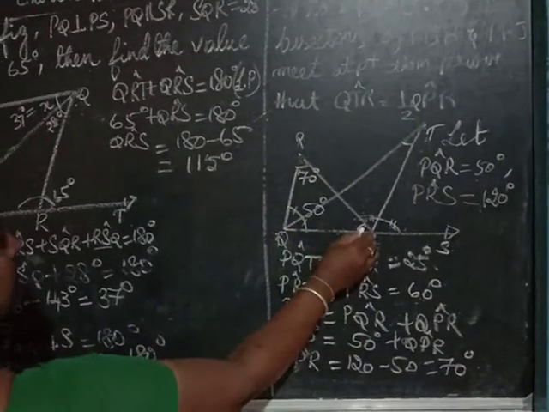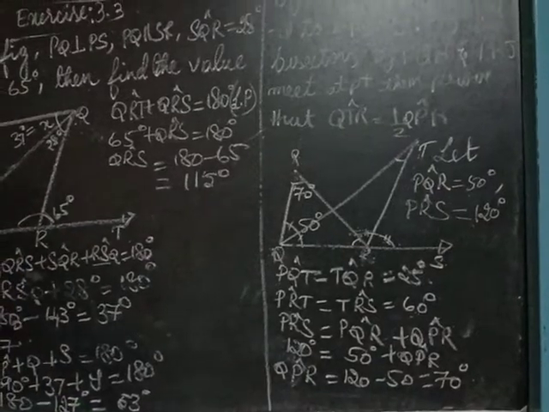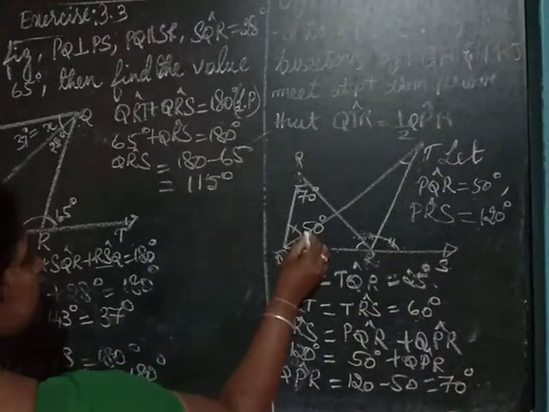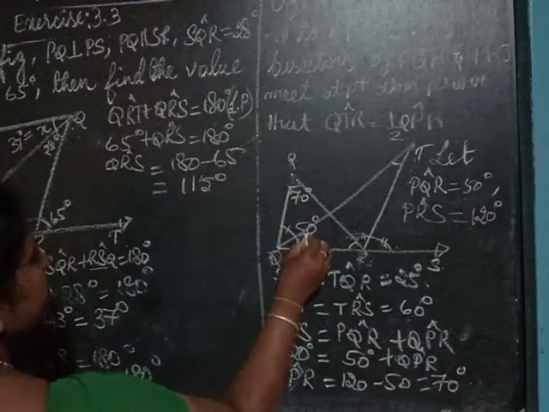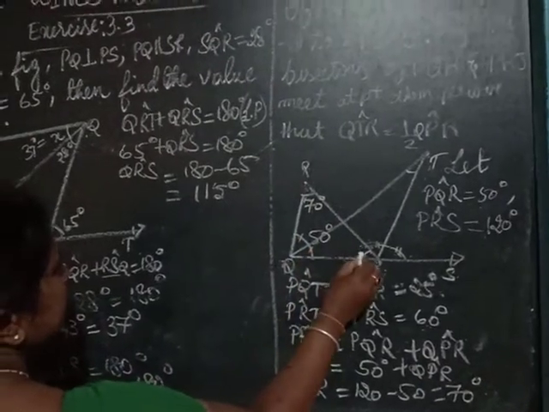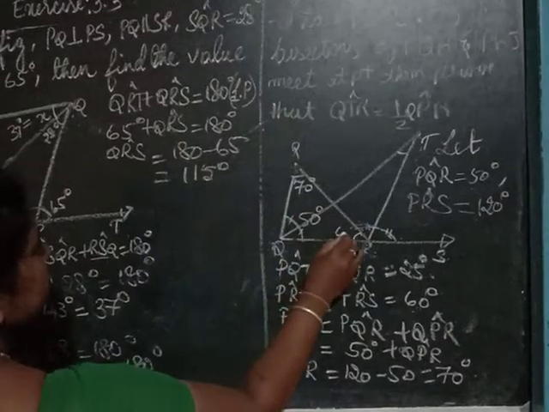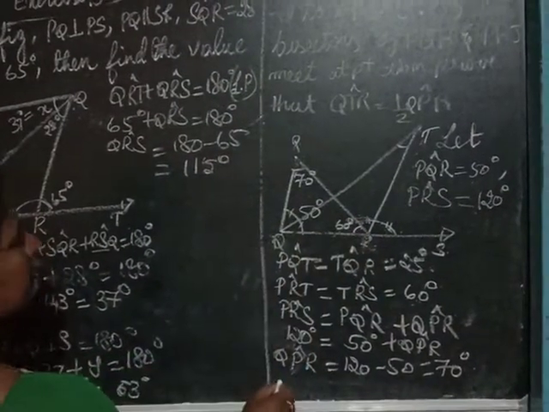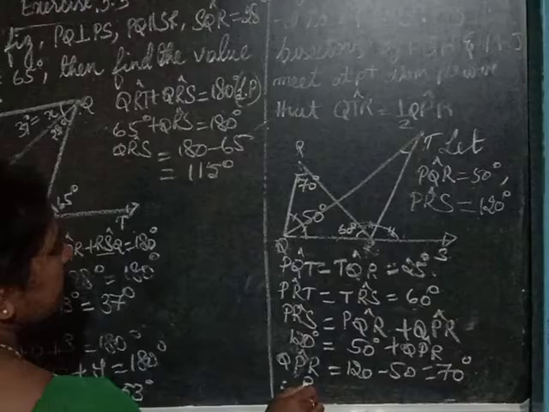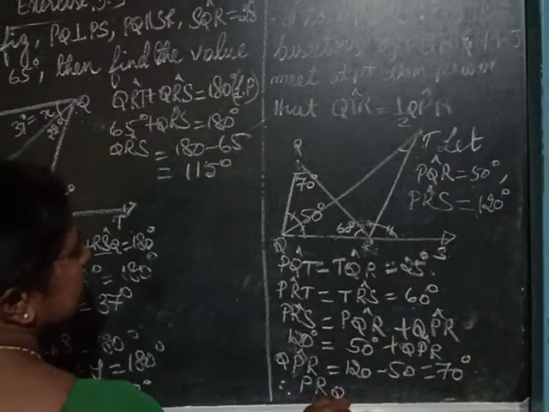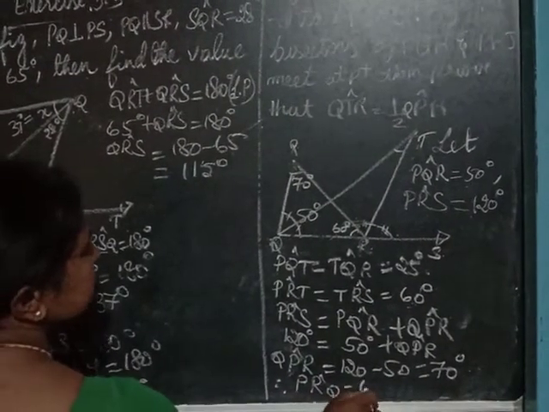Then what is this angle? How to find out that? By angle sum property. How much you get? Directly you can write 70 plus 50, how much? 120. Then this will become 180 minus 120 is nothing but 60 degree. Therefore, we can write PRQ is equal to 60 degree.